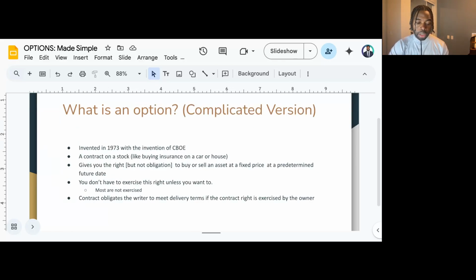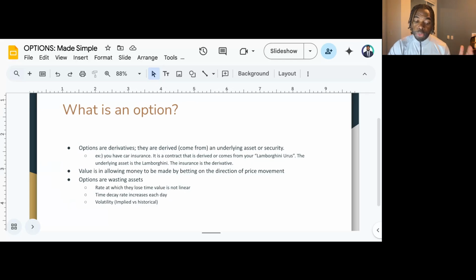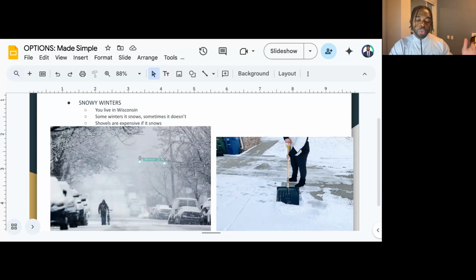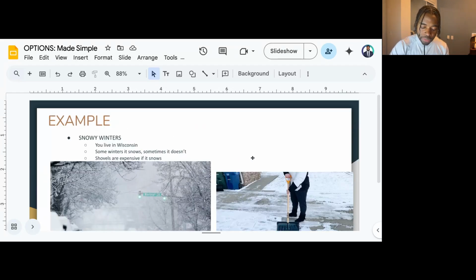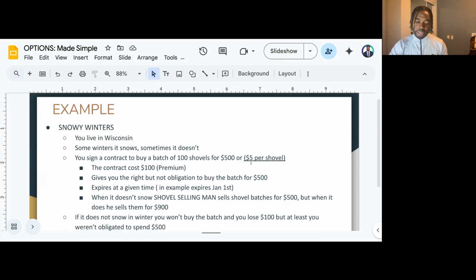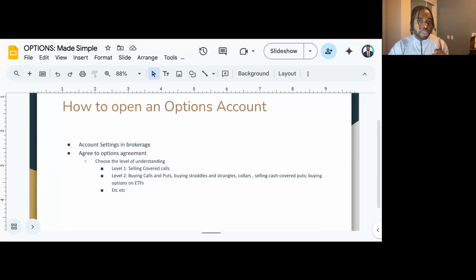And we talked about options being derivatives and wasting assets. We talked about the example of buying shovels in the snow, and we talked about how you open an options account. You download a broker like Robinhood, Webull, TD Ameritrade, Moomoo, any of those. Now let's get into the complex stuff.